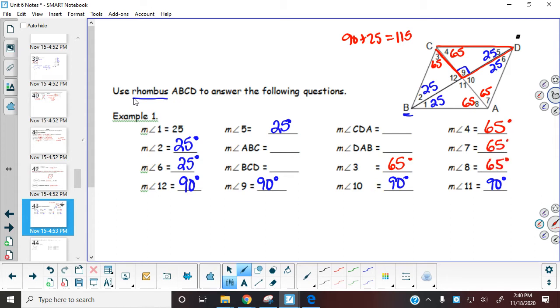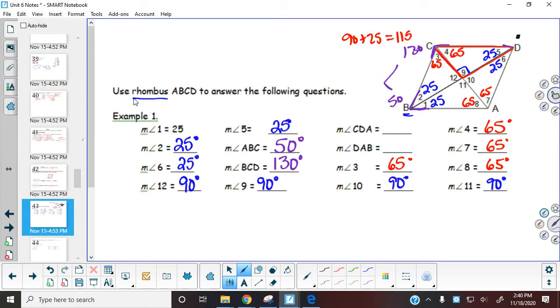Now, the only other component we have to pay attention to is the other ones they're asking you for. ABC is the big angle at B, which tells us that's 50 degrees. Moving down that column, BCD is the big angle at C, so 65 plus 65 is 130. That makes sense because if this is 50 and this is 130, because it's a parallelogram, those two are supposed to equal 180, which they do.